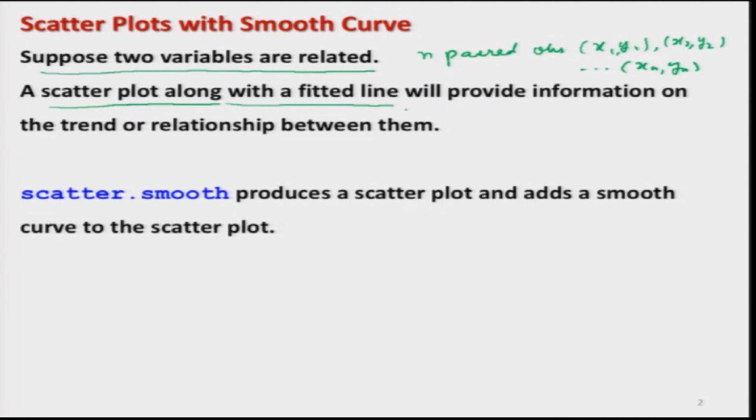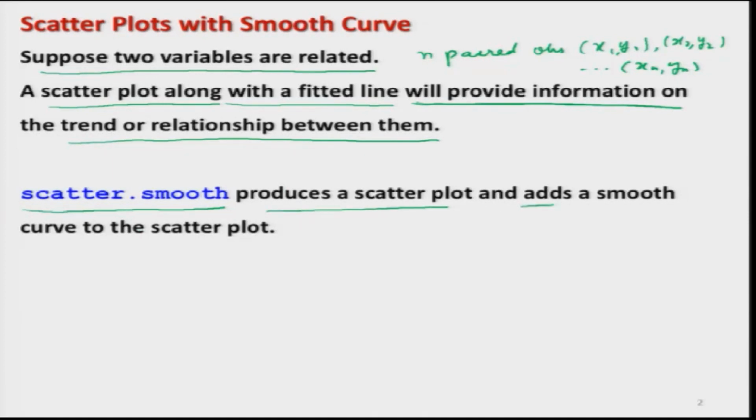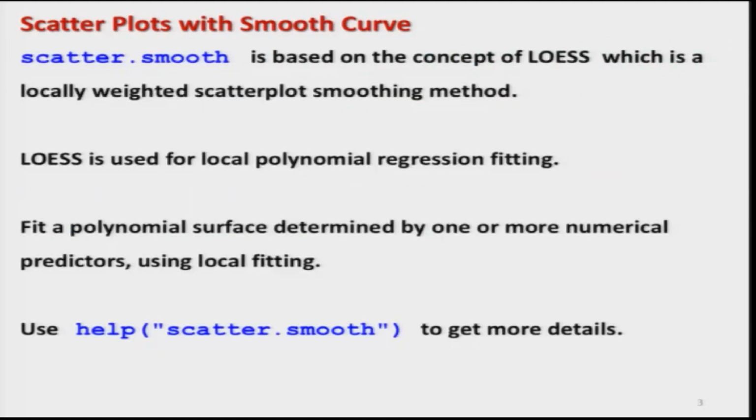And when I try to do so, this type of graphic will provide us the information on the trend or relationship between them. And in order to construct such a graphic, in our software we have a command scatter.smooth, SCATTER.SMOOTH, and this command produces a scatter plot, and it also adds a smooth curve to the scatter plot. So now how to do it and what are the details?